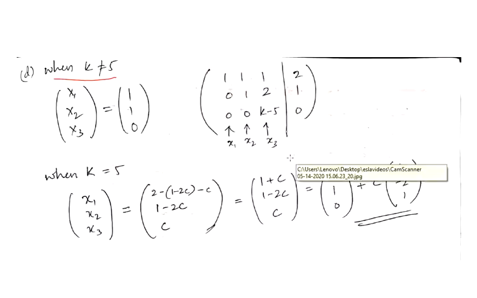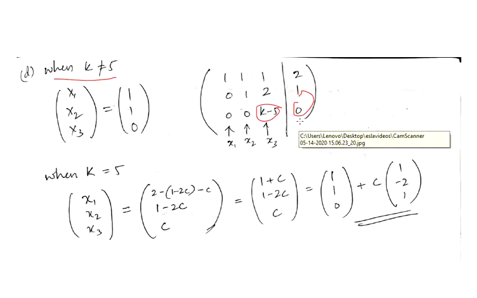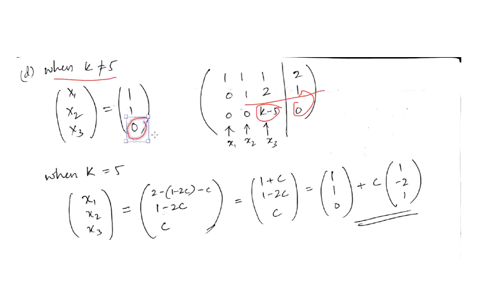When K is not equal to 5, we find the third component. The third component will be equal to 0, right? So I have put the same value here, substituting the x3 value. So x2 plus 2x3 equal to 1. I have considered x3 as 0, so 2 into x3 is 0. So x2 is equal to 1. I have written the second component as 1 here.